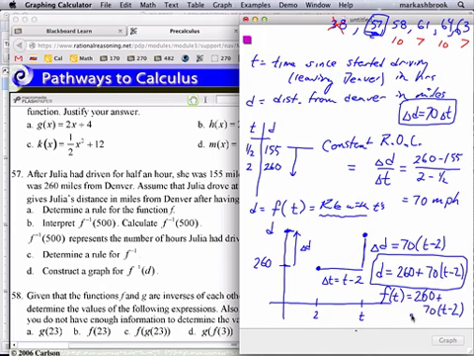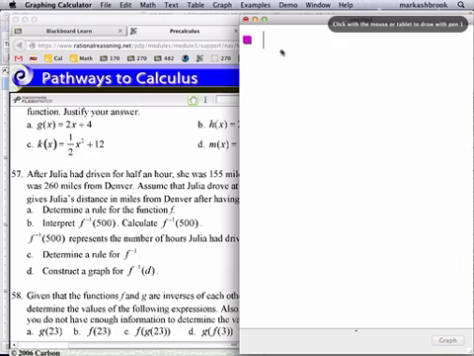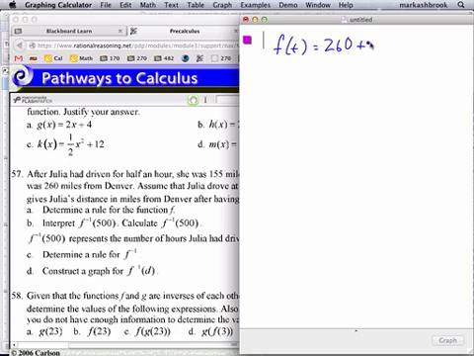Okay, so then it's asking about the inverse. So we have that f of t is the initial distance plus the change in distance, 260 plus t minus 2 times 70. Good. So what then for F inverse, what is the input and what is the output? The reverse process of this process, which takes time and gives distance. F inverse will take distance and give time.